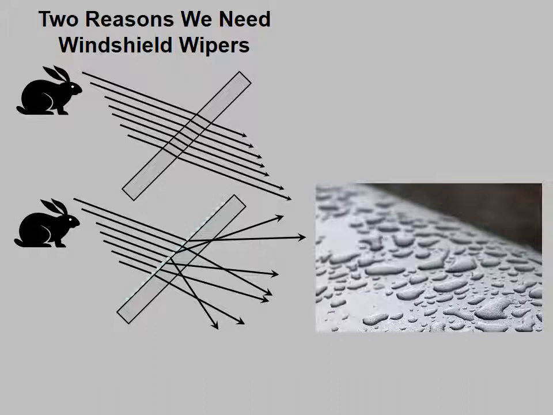Now, it turns out that when it rains, you can see here, I've got little beads of water that are on the windshield. And because the beads of water have curved surfaces, whenever light rays that reflect off the rabbit hit those beads of water, they are going to be refracted in more or less random directions because of the different angles that the light can hit on a given bead of water.